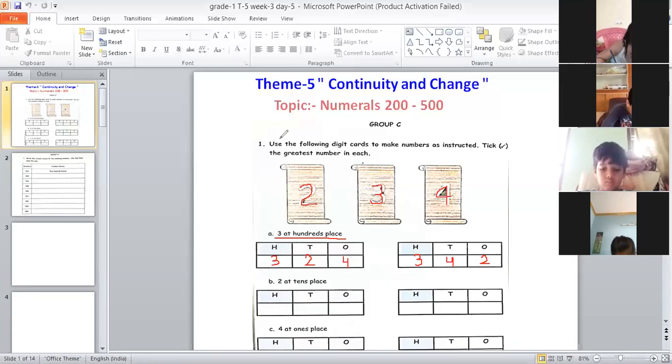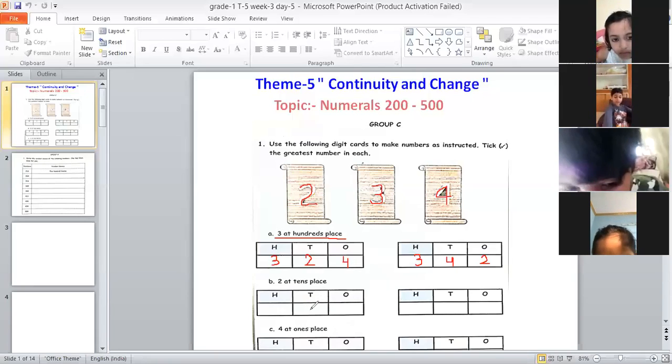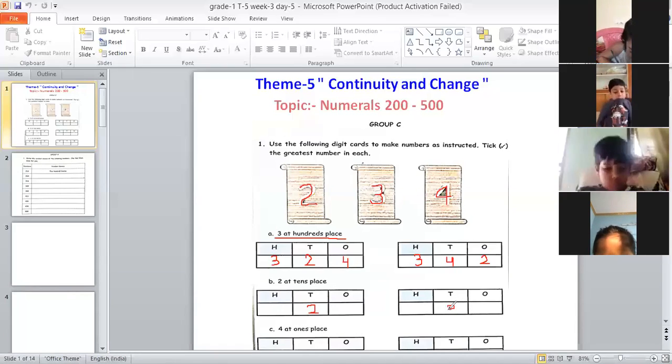T stands for 10. Very good. T stands for tens, children. So we will write 2 here at tens place. Sorry, I did not write that in a proper way. Yeah, so we will write here 2 at tens place. Okay, here also and in the next one also, 2 at tens place.